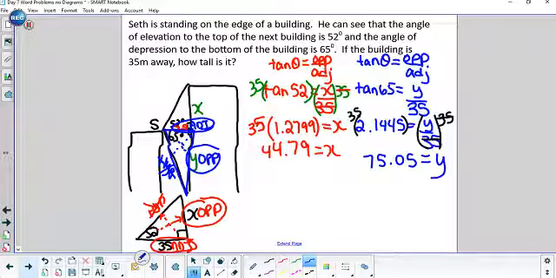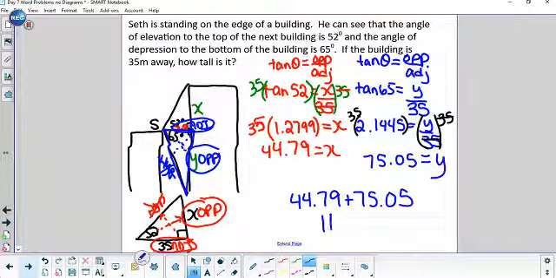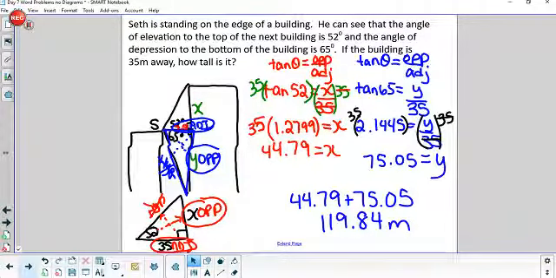So we now have our two pieces of information. We know the height above Seth is 44.79 and the distance below Seth is 75.05. So we just add these together, and we find that the height of that building is 119.84 meters. So you draw your diagram, and then you look, and the work is very similar to what we've been practicing all along. So go ahead and practice some of these now.